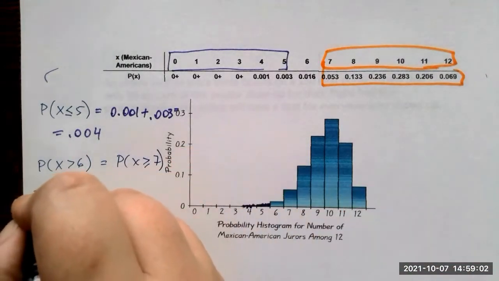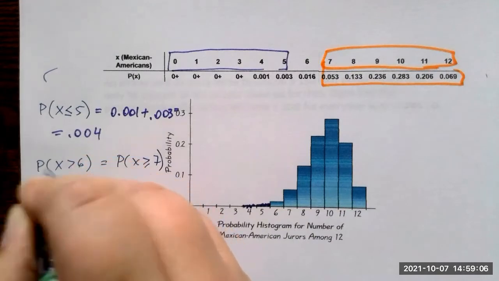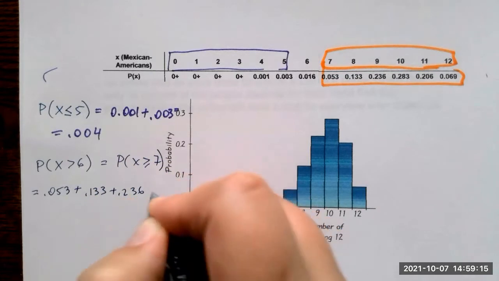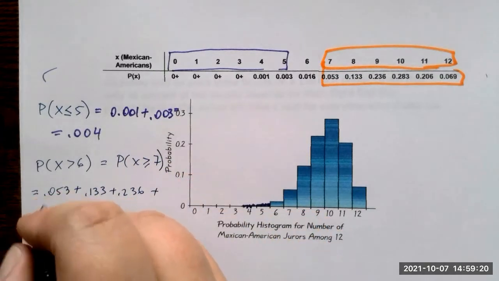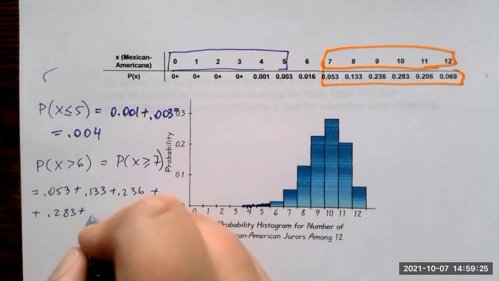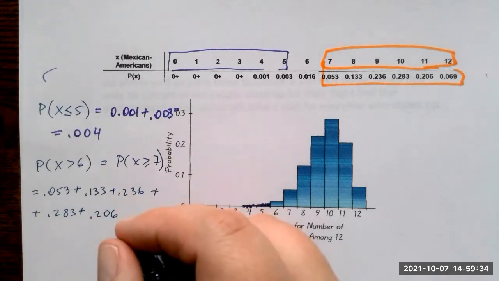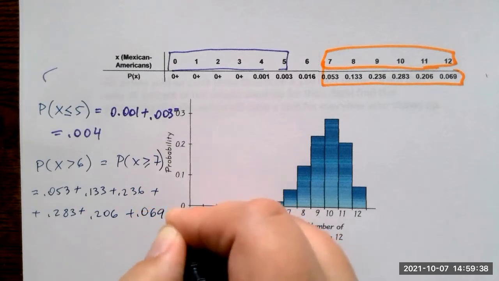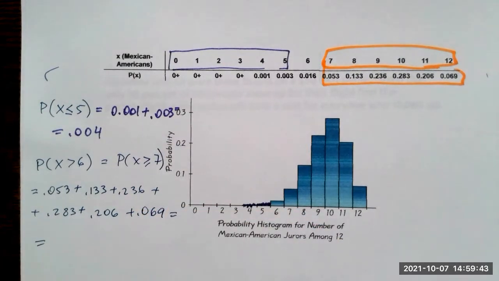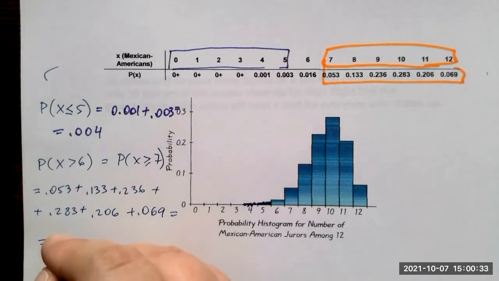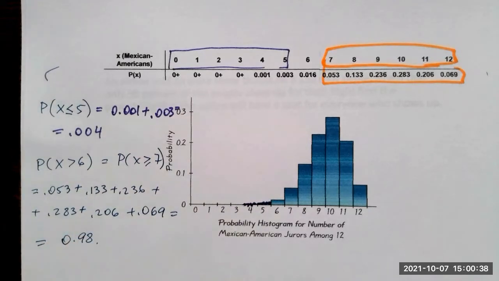So what do we have? We have 0.053 plus 0.133 plus 0.236 plus 0.283 plus 0.206 and plus 0.069. By the way, I would like you to try and do it by yourself before I show you how to do it, so this way you learn better. And I got 0.98 for those probabilities.